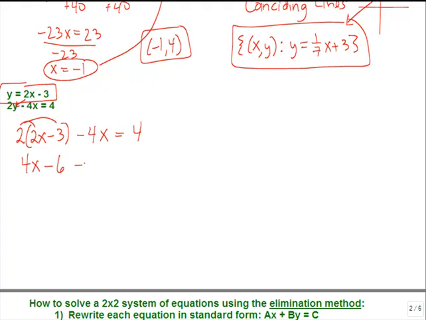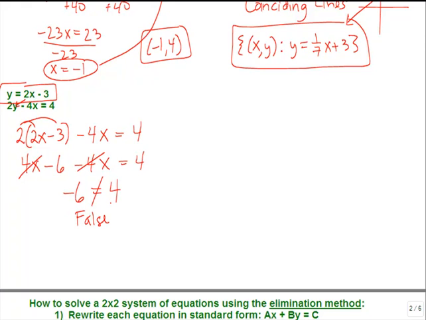Now when I try to solve for x, I distribute my 2, and I get 4x minus 6. And notice what's going to happen here again. 4x and a minus 4x cancel out, just like in the last problem. However, what's different is look at what's left. We have a negative 6 equals a 4, which is obviously false.